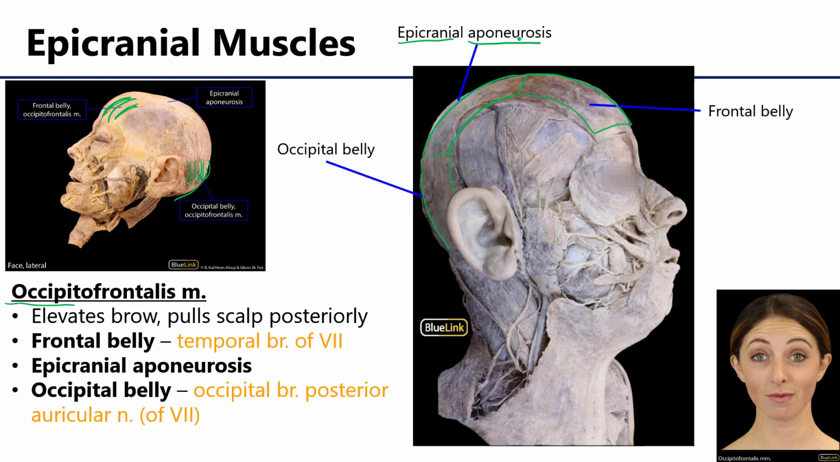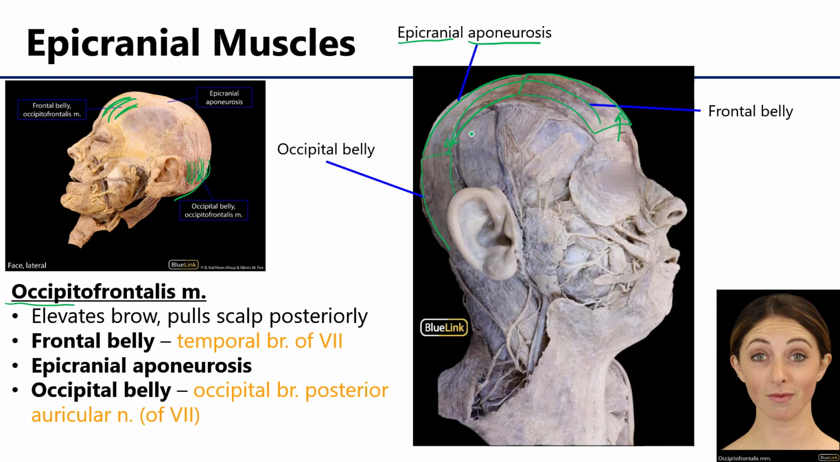So when either of these bellies contracts, it's going to elevate the skin of the brow. And any of this action will pull the scalp posteriorly. Now, both of these bellies are going to be innervated by branches of the facial nerve, cranial nerve 7, and it would probably behoove you to sit down and look at the major branches of the facial nerve, or at least have them next to you as we go through this video.